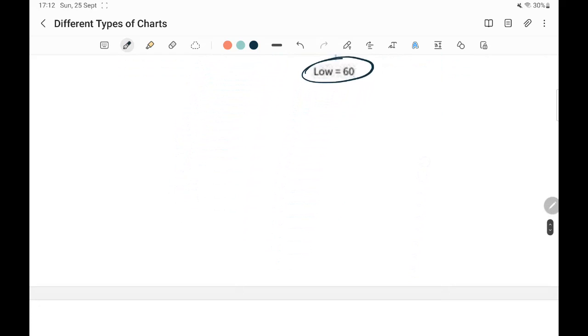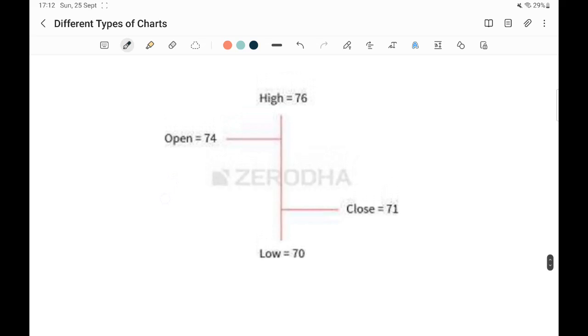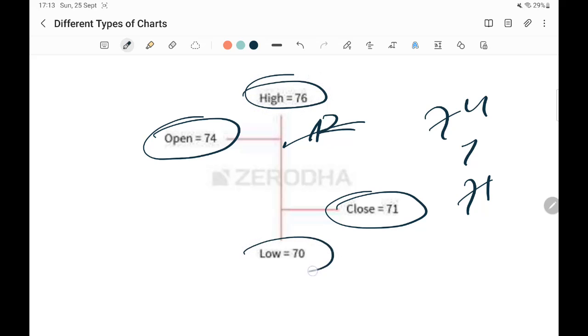In the same manner, if you come to the red candle or red bar chart candle, whenever the opening is at a high level and the closing is at a lower level, that is called a red candle or red bar chart. In this case, the opening is 74 and the closing is 71, so 74 is higher than 71. Due to that, the candle you are seeing is a red candle. You can also see clearly the high is 76 and the low is 70.